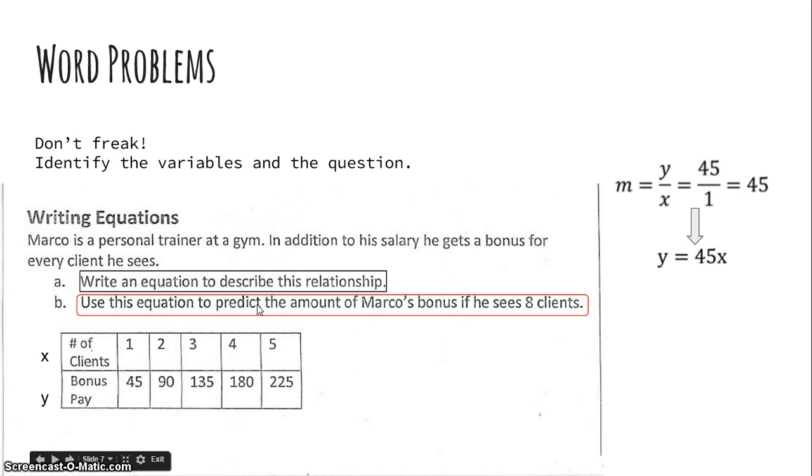Now it's time for part B. Use the equation to predict if he has 8 clients. Plug that 8 in for x. I get y equals 45 times 8, which comes out to y equals 360. What this means in context: Marco will make $360 if he sees 8 clients. And that's what I'm looking for.